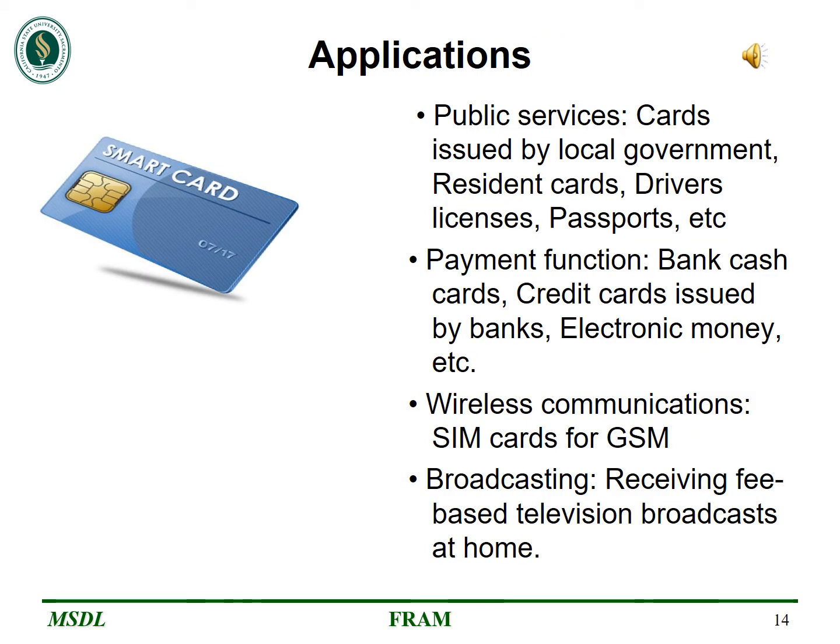FRAM's high performance is crucial for certain applications. For example, cards issued by local governments, resident cards, driver's licenses and passports. In addition, FRAM is also used in transit cards. FRAM is embedded inside the chip and performs read-write operations on the secure data storage. High-speed FRAM allows faster transactions and improves the traffic flow. Other applications include credit cards, wireless communication in terms of SIM cards, and the broadcast of television programs.